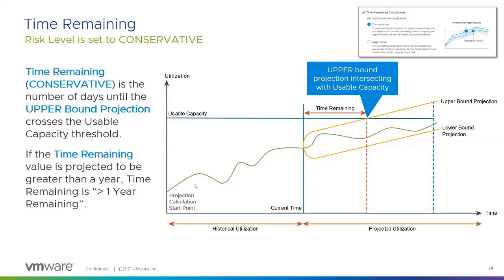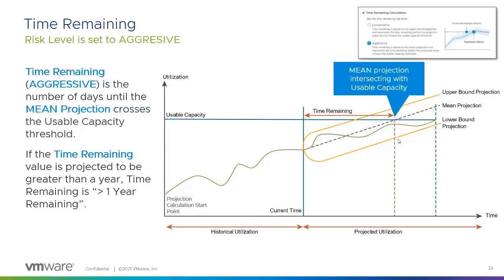And everything here on the left is my historical utilization. And everything on the right is the projection that we're looking at. With that, we'll switch over and show the aggressive. It should look very similar. But we see now we have this dashed line in the middle, which is the mean between the upper and lower bounds. And now we're looking at where that mean line intersects with my usable capacity. And that's where my time remaining comes from. So you see we've only shifted from looking at the upper bound to the mean.